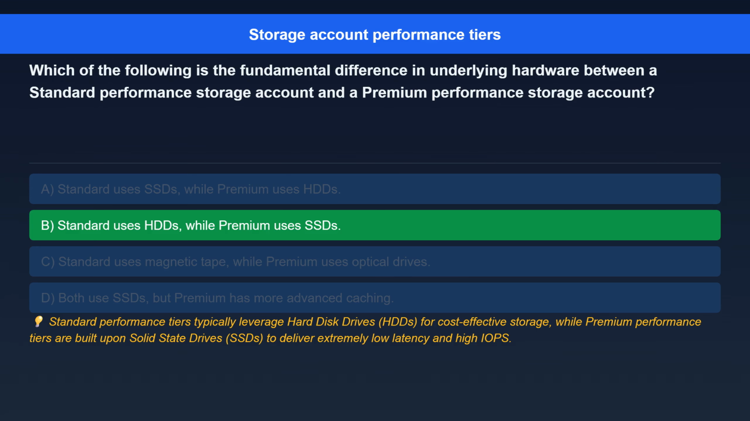The correct answer is Standard uses HDDs, while premium uses SSDs. Here's the explanation. Standard performance tiers typically leverage hard disk drives, HDDs, for cost-effective storage, while premium performance tiers are built upon solid-state drives, SSDs, to deliver extremely low latency and high IOPS.